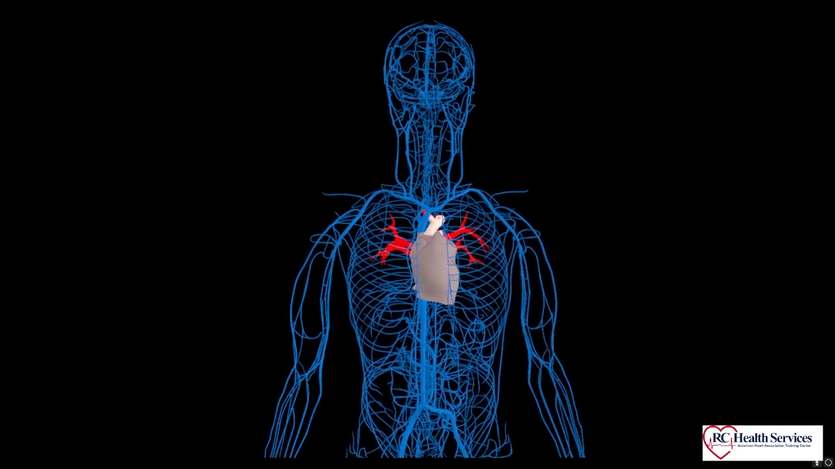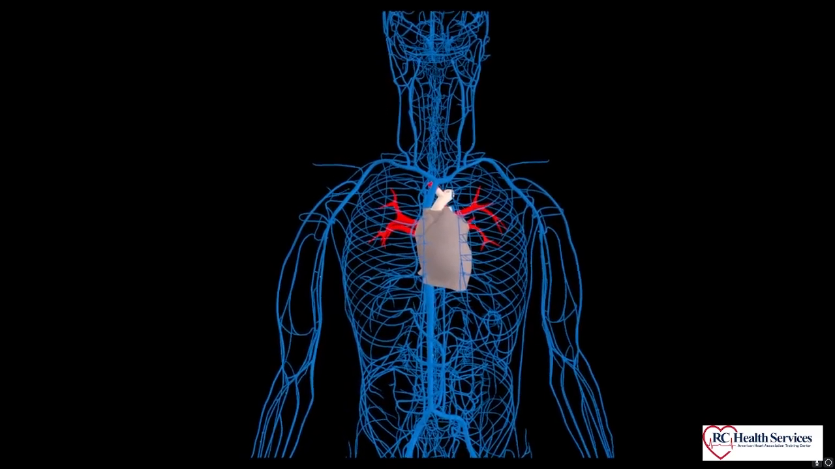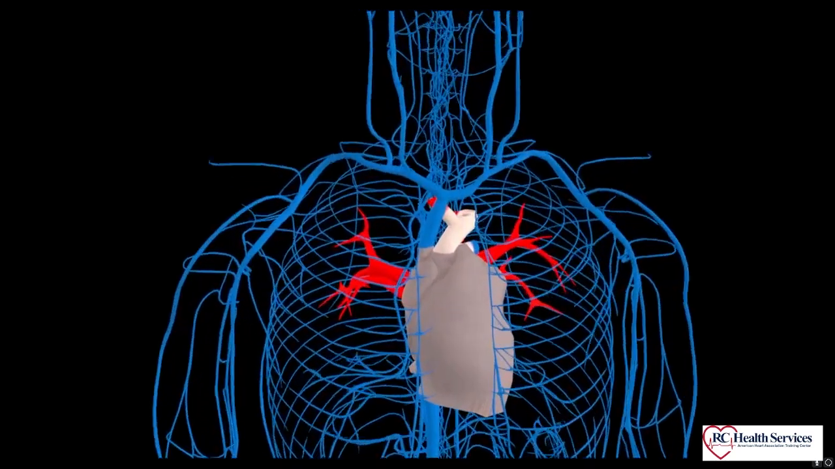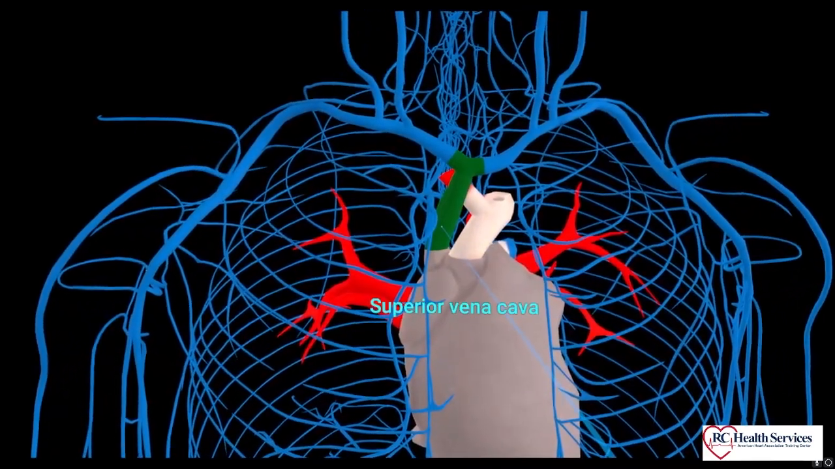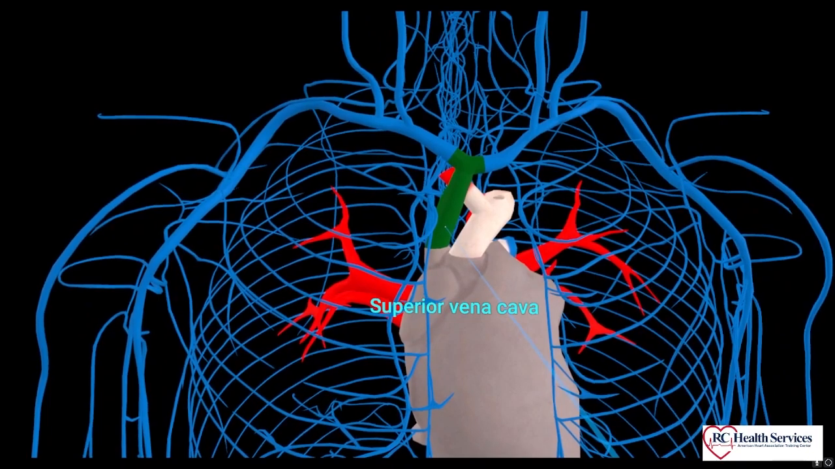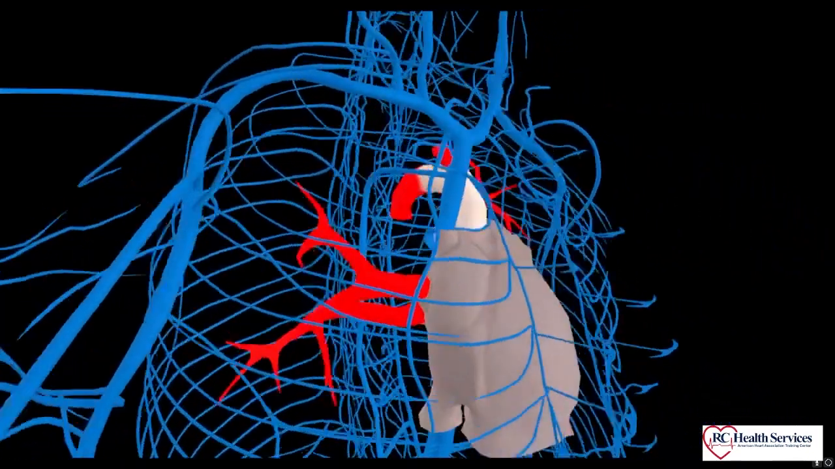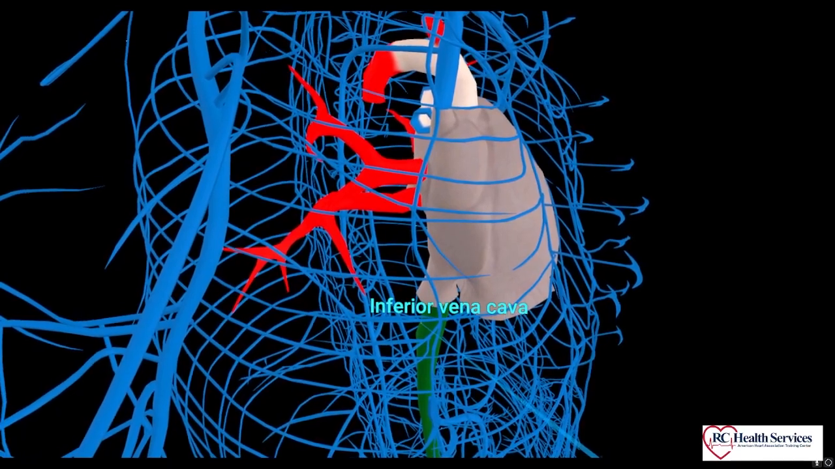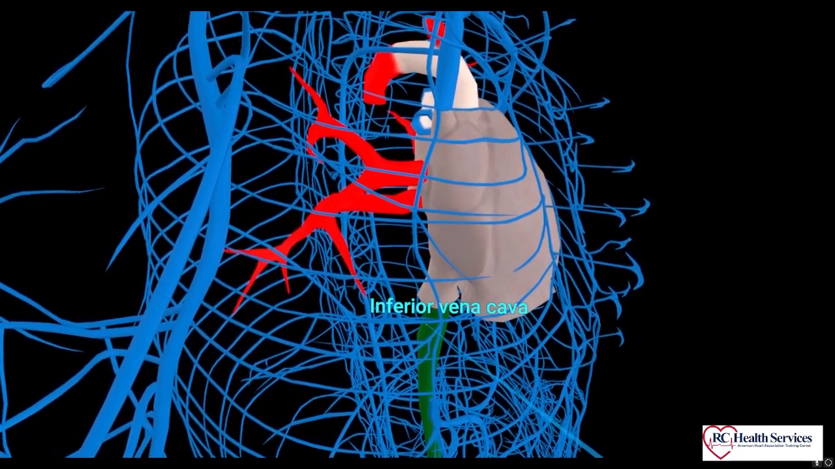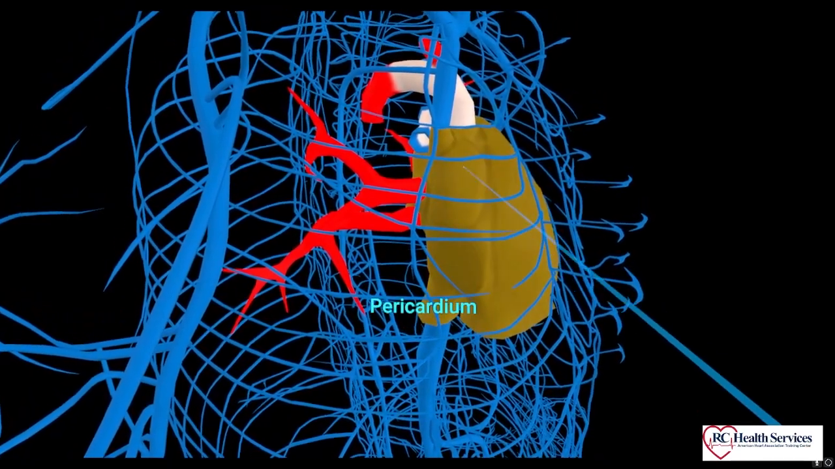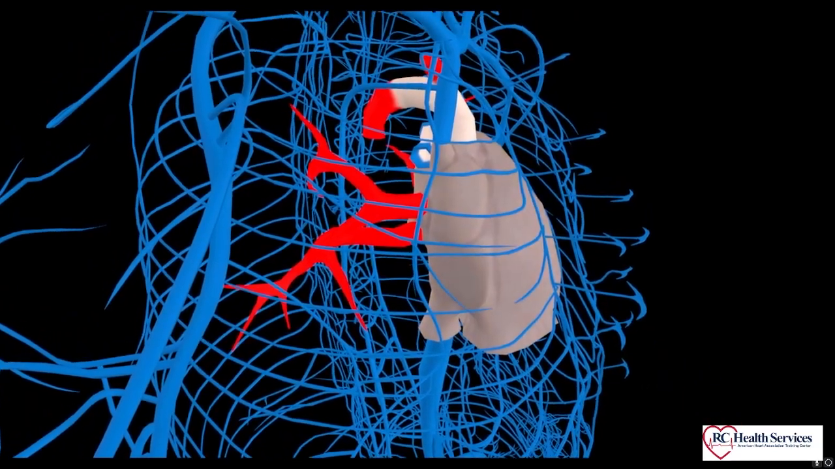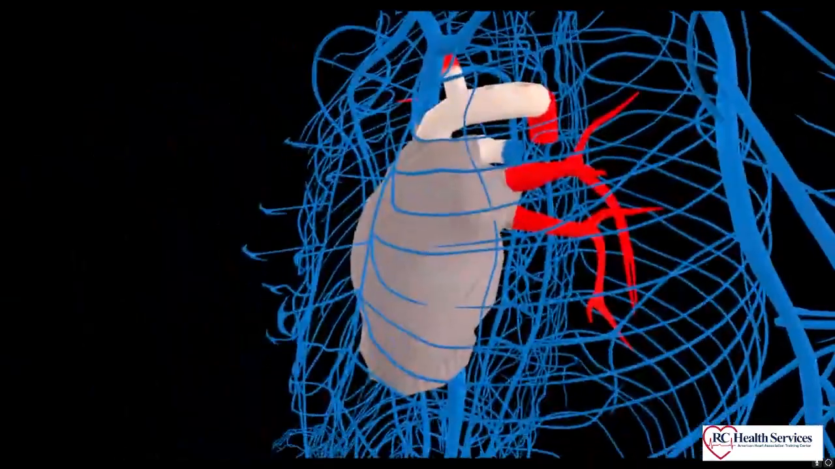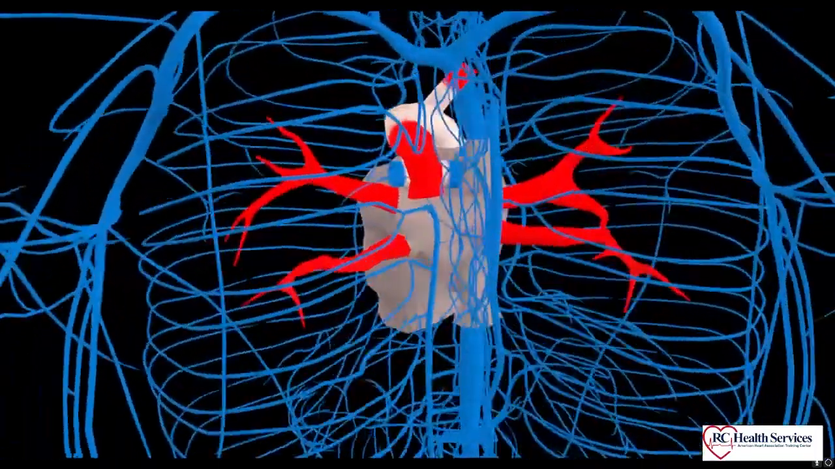Looking at some pretty important veins, we have really the largest vein, the vena cava. The vena cava has both a superior and an inferior section, and they both go to the right atrium. They bring deoxygenated blood into the right atrium so that it can be pumped into the lungs, reoxygenated, and then pumped back to the rest of the body.